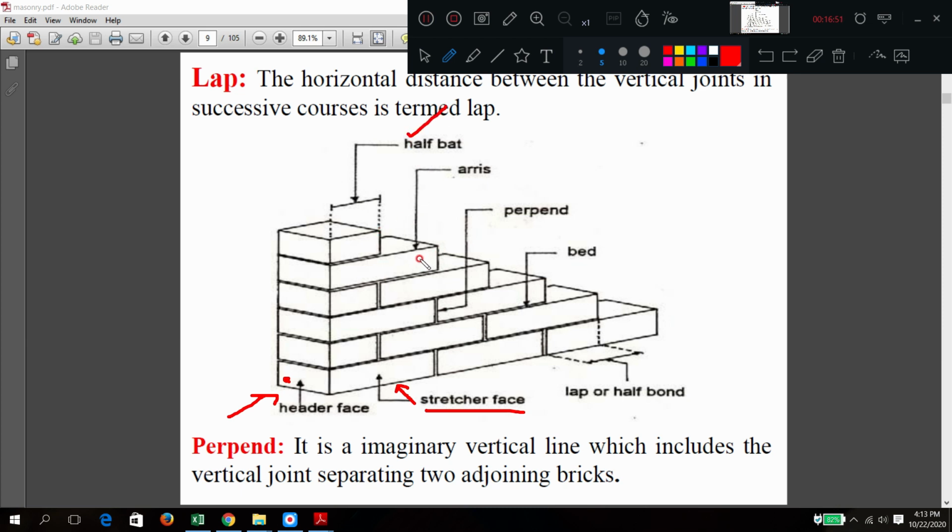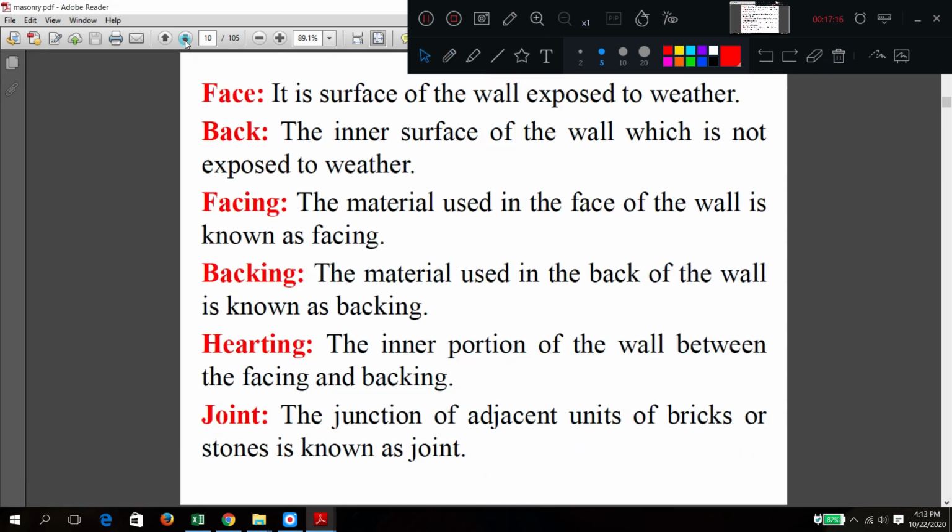Arris. What is arris? The horizontal plane and vertical plane intersection, that edge we call as arris. We have explained, this is bed. What is this? Lap or half lap. Lap distance, this is called as lap. So one joint, another joint, successive layers, horizontal distance, lap. Okay, so these points are clear now.